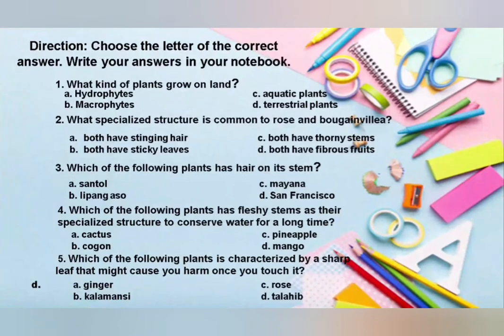Okay, so look at the answers to those questions. So number 1, letter D, 2, C, 3, B, 4, 5, D. Okay, so all your answers are correct. Very good.